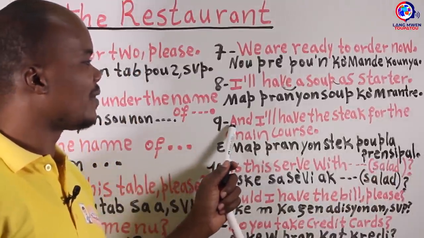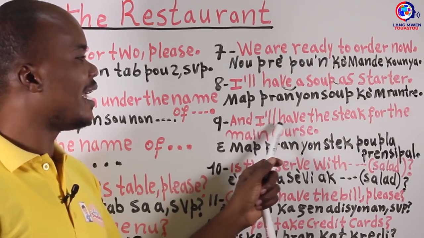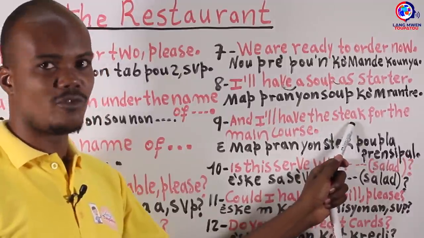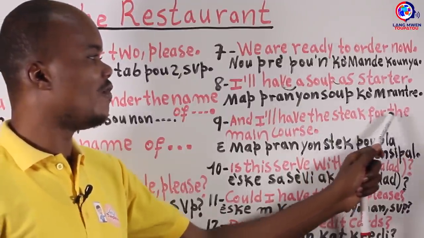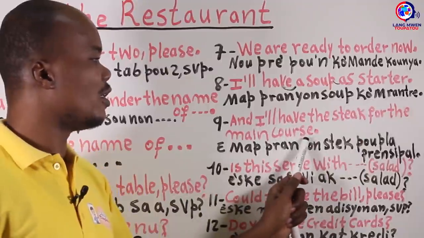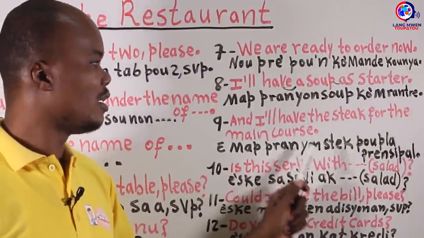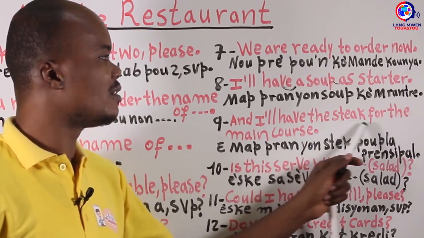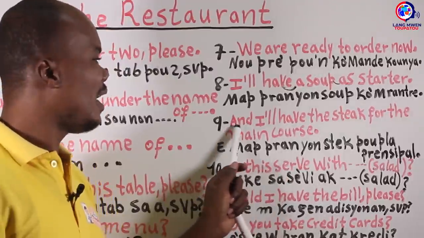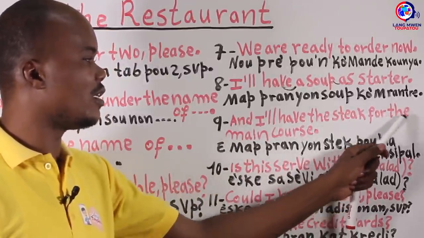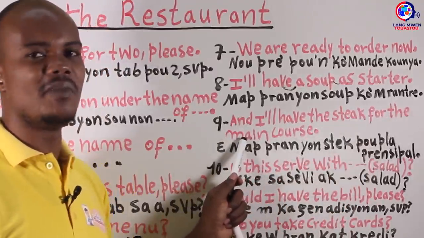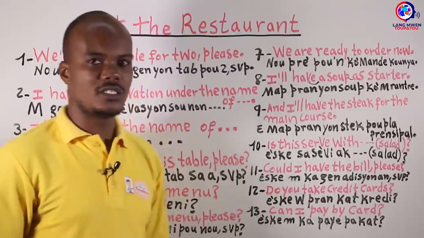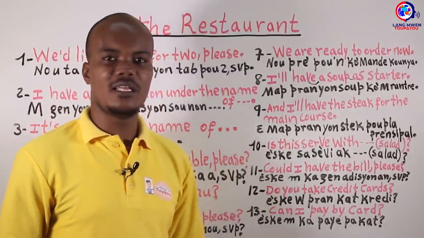In English you say, and I'll have the steak for the main course. Okay, the main course. Vous parlez de plat principal. I'll have the steak for the main course. And I'll have the steak for the main course.